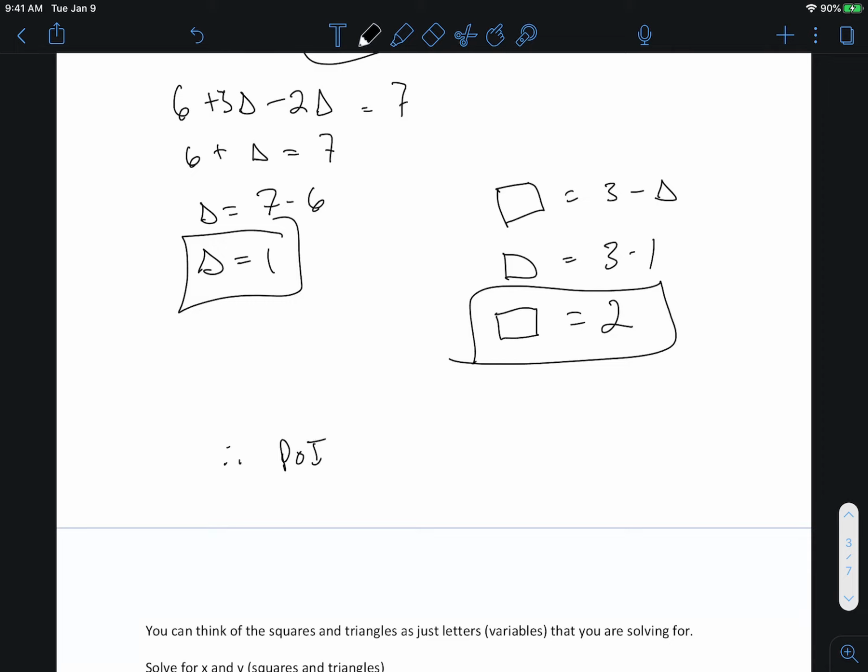Okay, it doesn't mean anything right now because I'm just giving you the mechanics. This is purely mechanics, no context at all. You could say therefore a triangle is 1 and a square is 2, but that doesn't mean anything, right? What it actually is, is this point of intersection.